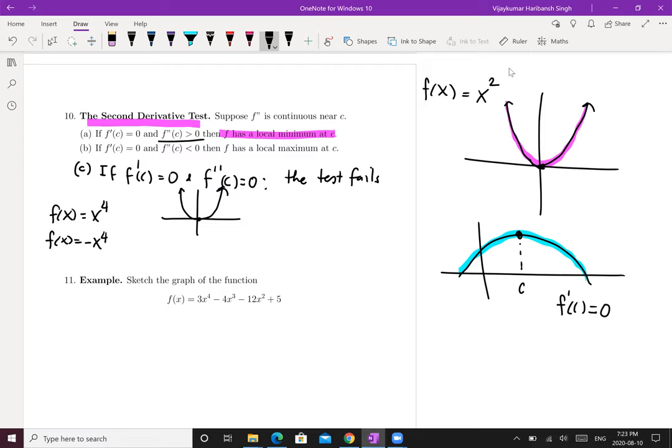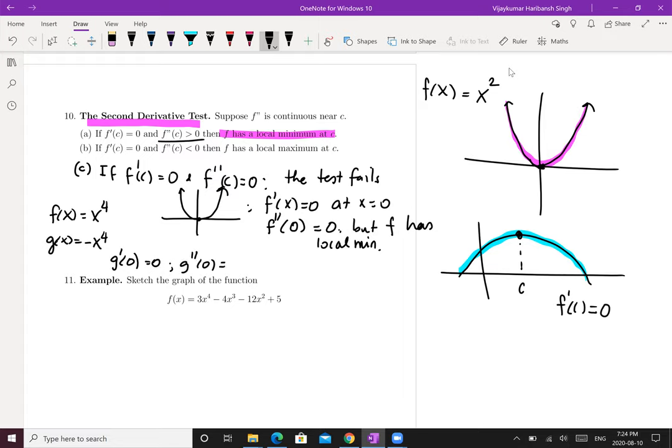Now in this case, let me call this g. Now f prime of x equals zero at x equals zero, and f double prime of x at zero is zero, right? But what happens here? F has a local minimum. Similarly, let's look at g of x. So g prime of 0 equals 0, and the second derivative at 0 is also 0, but g has a local maximum at 0.